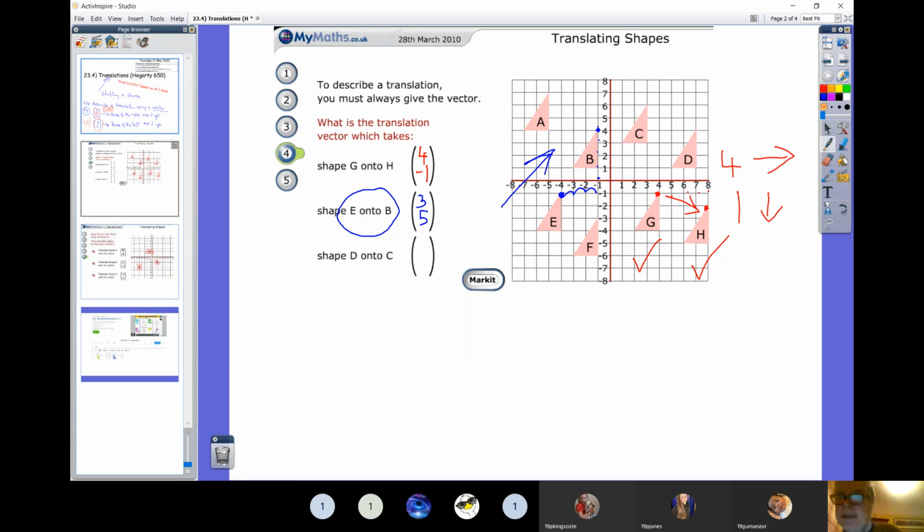Now D to C, that's this one over here. Take a point of your choice and describe how you go from the D point to the C point. So that's 1, 2, 3, 4 to the left and 2 up. So the learning point is, just so you don't get in a muddle, mark the same point on both diagrams, the top corner for example, and then the vector works the same as the coordinate.